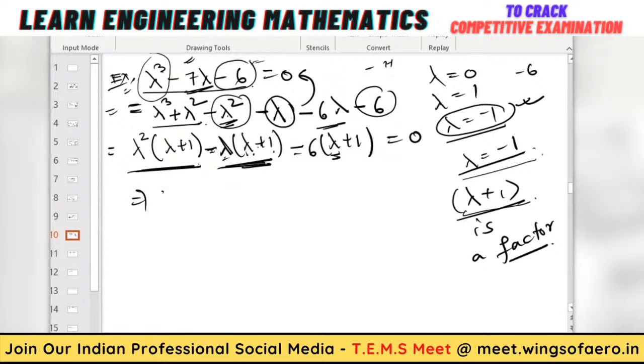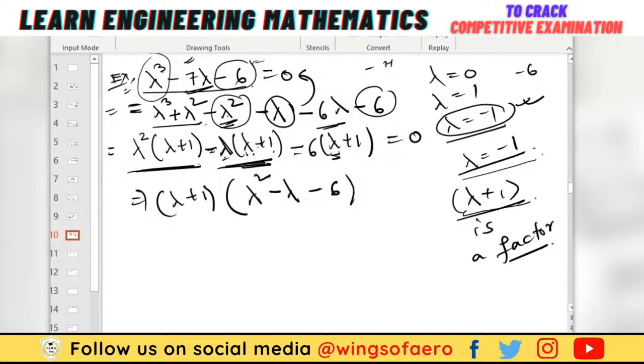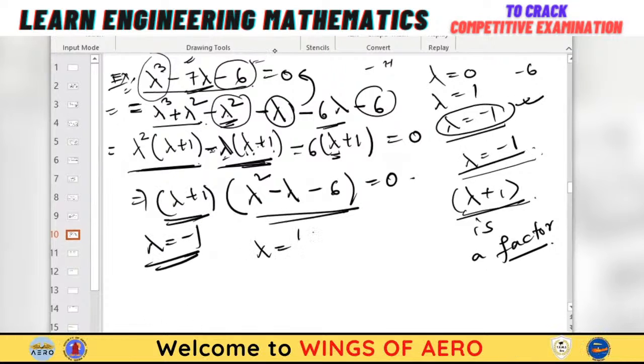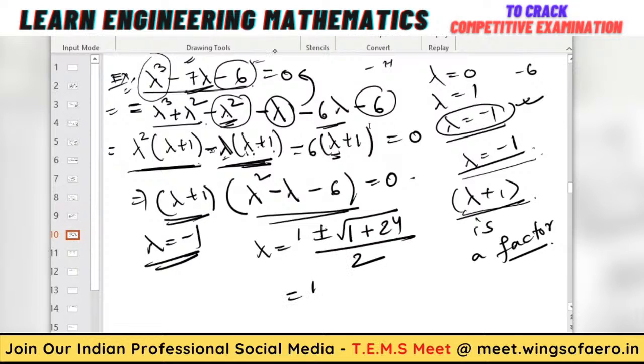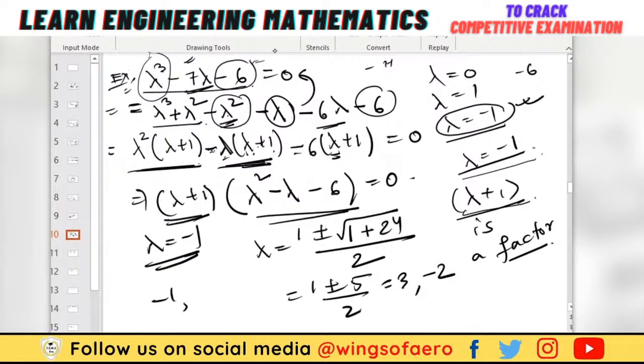Now you are getting everything. Just take lambda plus 1 as common, and it becomes lambda square minus lambda minus 6 equal to 0. So one lambda is lambda equal to minus 1, and from here lambda equals minus b plus or minus root of b square minus 4ac by 2a, which gives 1 plus or minus 5 divided by 2, that is 6 by 2, 3, and minus 2. So lambda is minus 1, 3, minus 2.